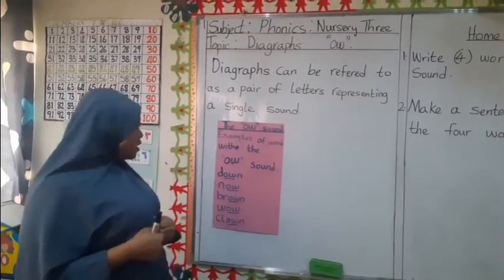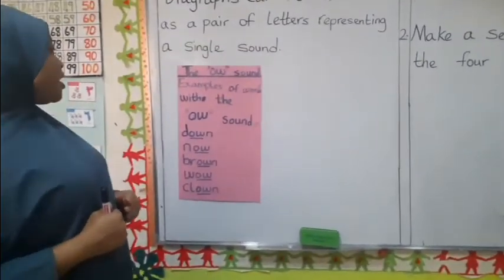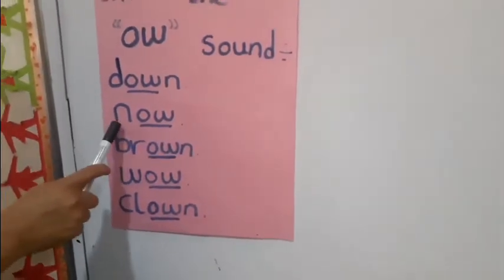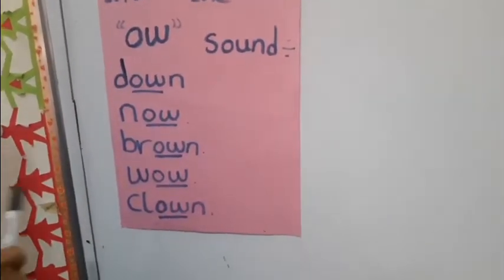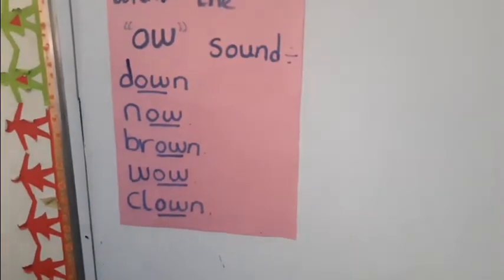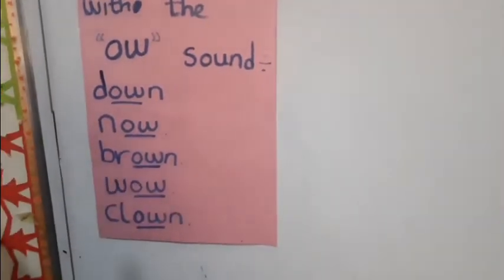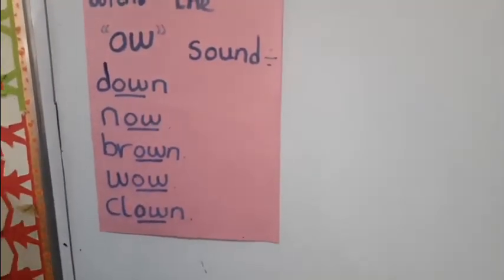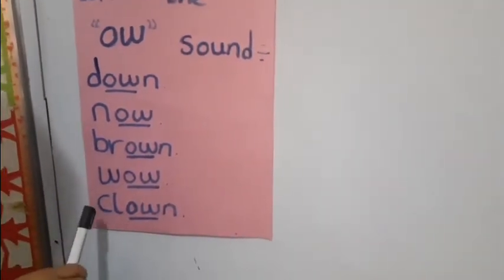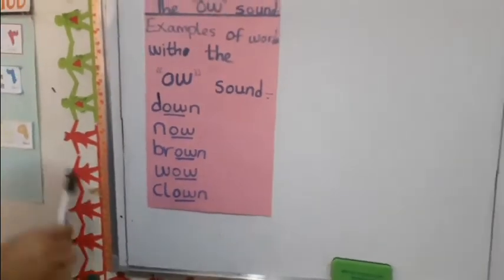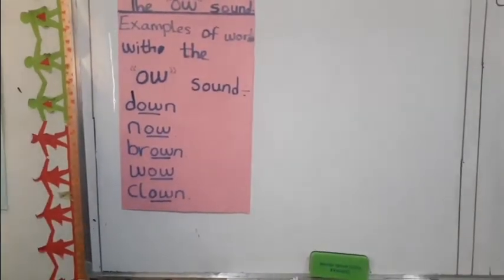Let's look at some good examples of the ow sound. Mashallah. Number one example is the word down. The second example is noun. Then you have the color brown. You have the ow sound in the word brown. And you also have, this is my favorite, the ow sound in the word wow. Everybody say wow. Wow, that's good. The next and the last example we are going to be treating is the word clown. I believe we've all seen a clown, right? Wonderful. So you have the ow sound in the word clown.